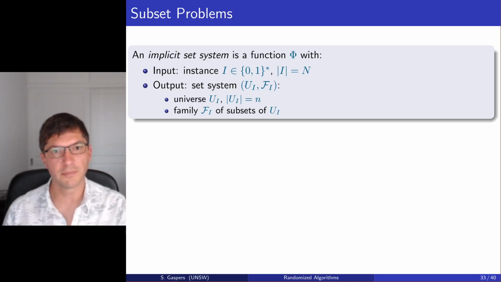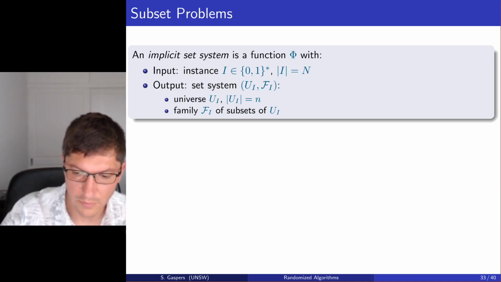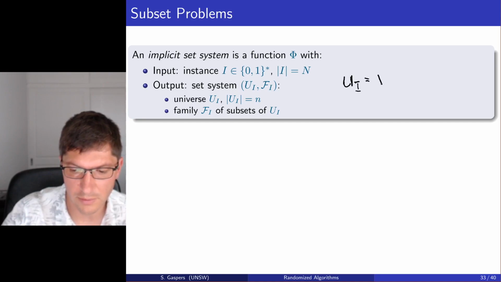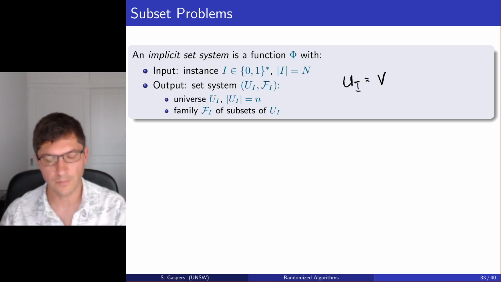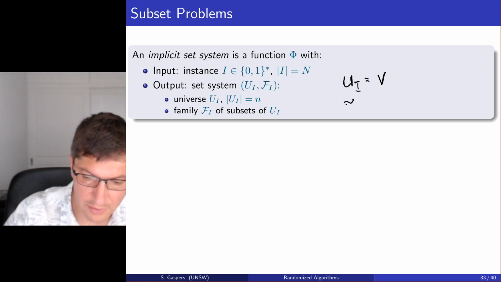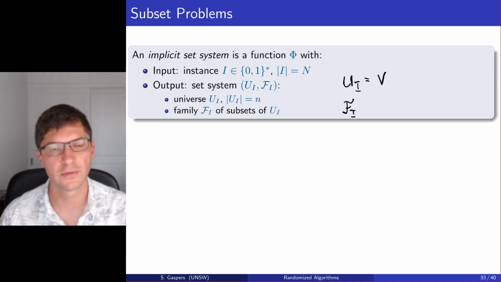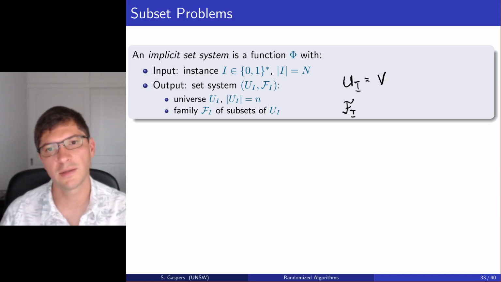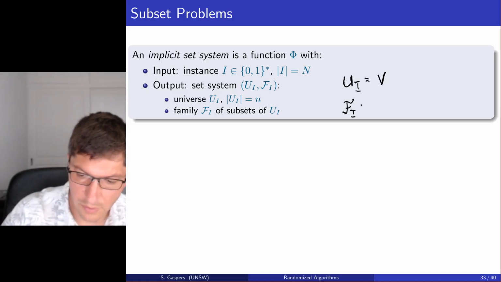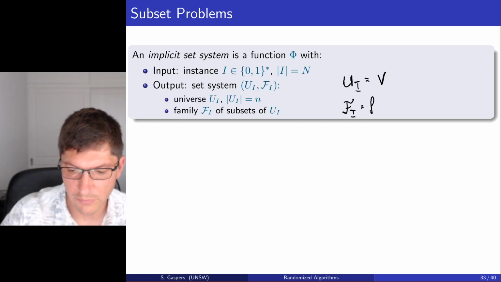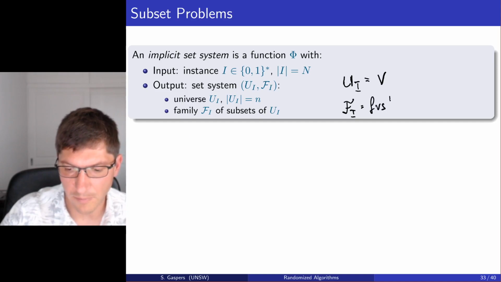So if we're talking about feedback vertex set as an example, we would have that Ui is the vertex set of our graph. And what would Fi be? Fi would be actually what we want to find. So what do we want to find? We want to find feedback vertex sets of size at most k. So this is the set of all feedback vertex sets of size at most k.